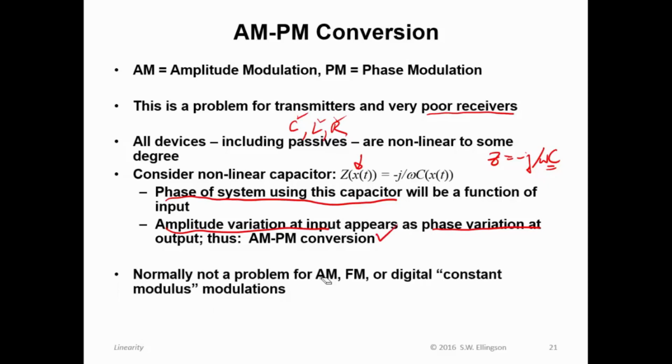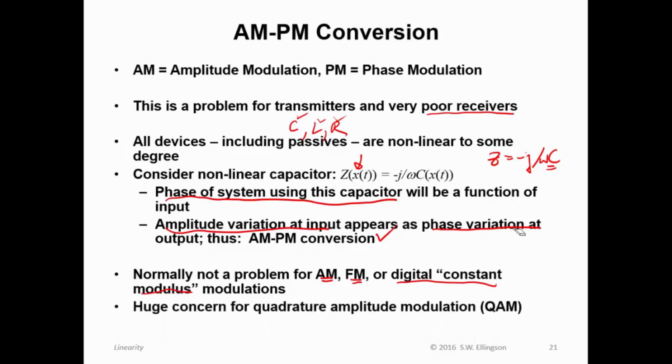Now, this is normally not a problem for AM because AM is insensitive to phase shift. Normally not a problem for FM because FM is invariant to amplitude variation. It's also not a problem for digital modulations which are constant modulus, in which the magnitude of the waveform is constant. However, there are a lot of modulations where none of those things apply. For example, many modern modulations use a scheme known as quadrature amplitude modulation, where both the phase and the amplitude convey information. And if the modulation is such that both phase and amplitude are used to convey information, then AM to PM conversion is a huge issue.